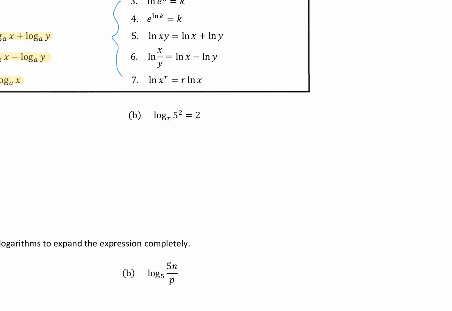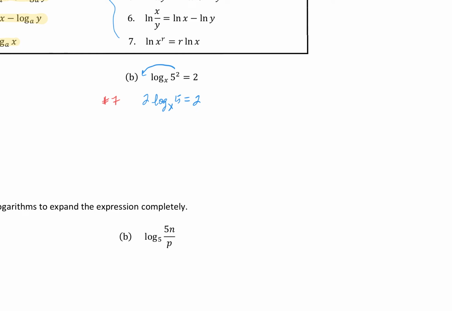Let's look at B. B says log base x of 5 squared is equal to 2. So I could write 25 instead of 5 squared, but I don't want to do that. I'm going to use property 7, and I'm going to take this exponent and bring it out into the front to write 2 times log base x of 5 equal to 2. And that was by property 7. And then I'm going to divide both sides of this equation by 2.